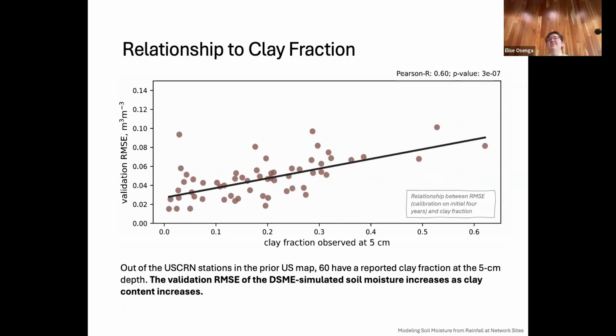Some of that is going to be clay fraction. So there is a relationship of validation RMSE to clay fraction. Out of the CRN stations that were on that map, about 60 of them had reported soil textures at the 5 centimeter depth. So everything I'm showing today is at the 5 centimeter depth. This model can be run for different depths, but you'll note the 10 centimeter would not be this at 10 centimeter, it would be the 0 to 10 centimeter.